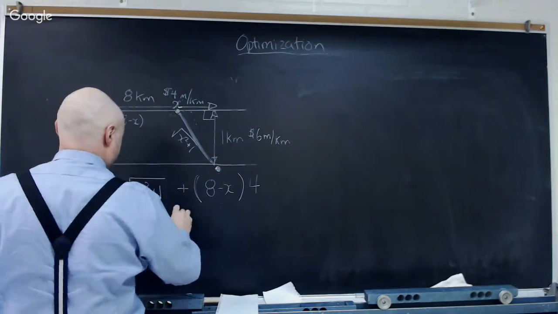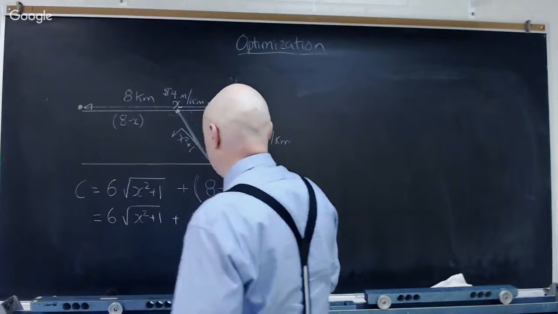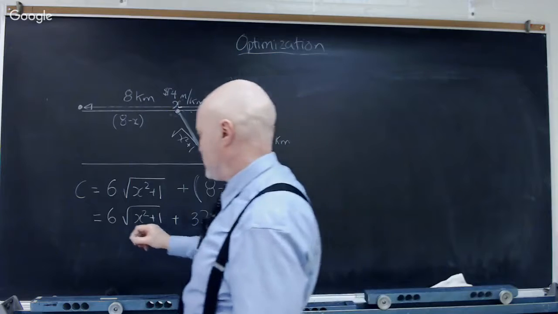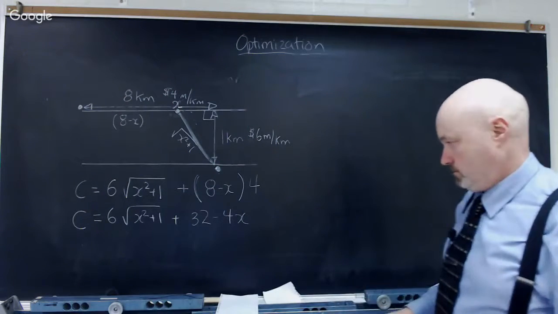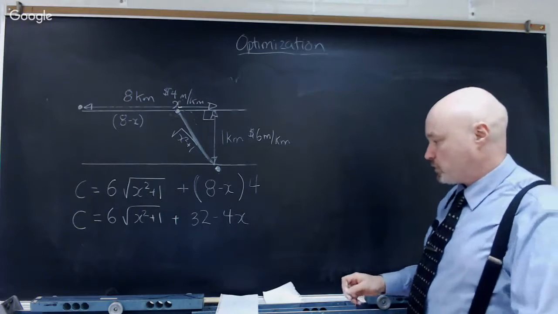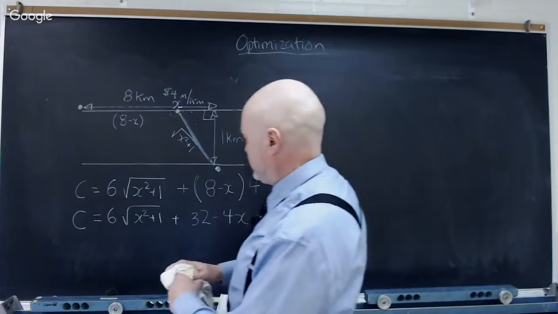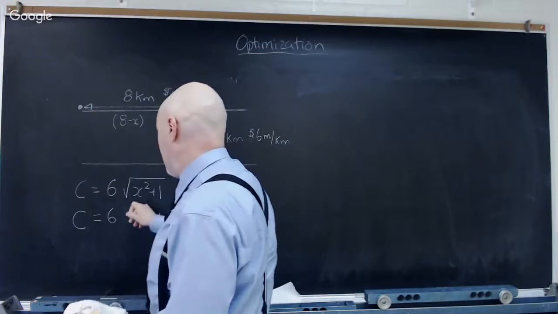And so I'm just going to simplify this a little bit. 32 minus 4x. A cost function that only a mother could love. Nonetheless, we are going to bravely move forward and take the derivative. Not blindly, because we're in calculus, but because we know we're looking for an optimum. Here we go.